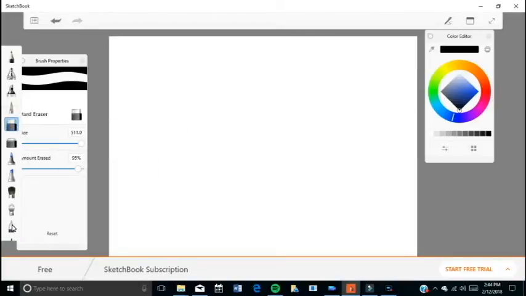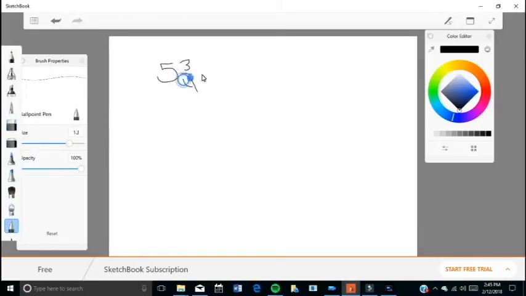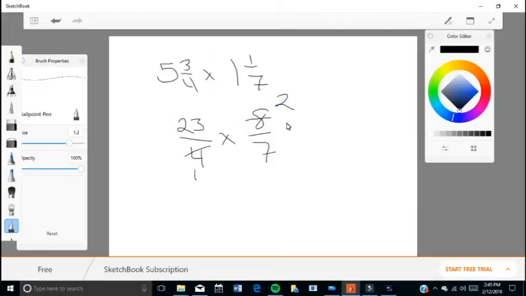Let's try another one. 5 and 3/4 times 1 and 1/7. So in this one, I have 23 over 4, and I have 8 over 7. Okay, I can cross cancel my 8 and my 4, and when I multiply across, I'm going to get 46 over 7. Now, this time 7 Skittles make a bag, and I have 46. Well, if you know your multiplication tables, you know I can make 6 bags, which is 42, and that's going to give me 4 left over.